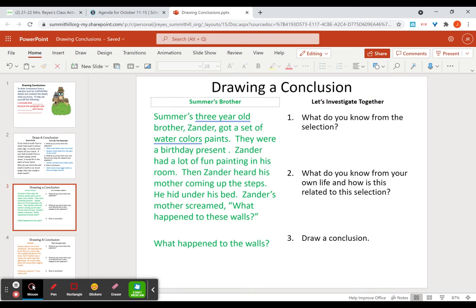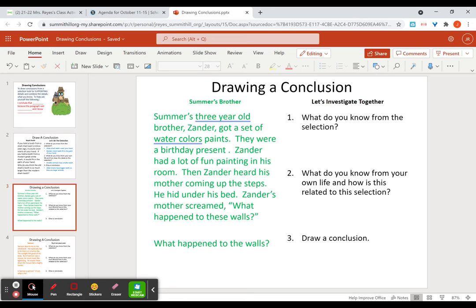When we talk about drawing a conclusion, this is going to be a story that I wrote about Summer's brother. Summer's 3-year-old brother Xander got a set of watercolor paints. They were a birthday present. Xander had a lot of fun painting in his room. Then Xander heard his mother coming up the steps. He hid under his bed. Xander's mother screamed, "What happened to these walls?" So, what happened to the walls?